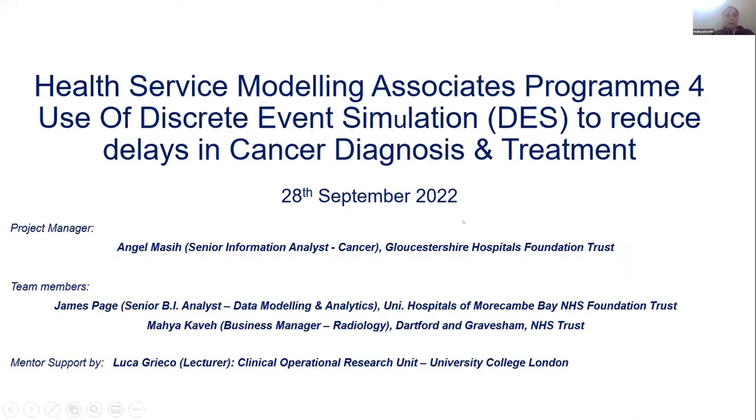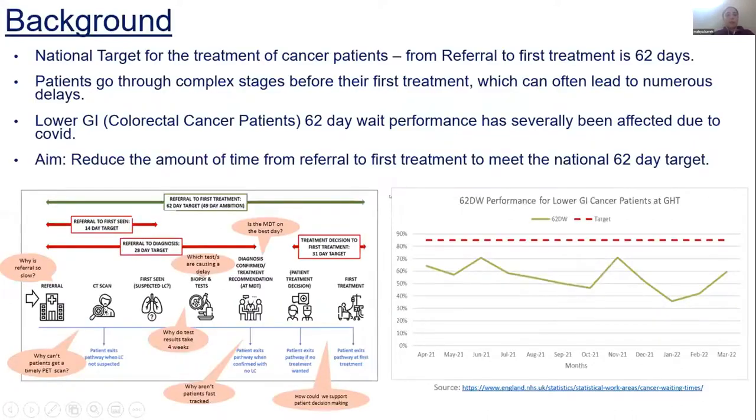We are planning to look into a model for understanding what's happening with all of the cancer patients' pathway. As you may be aware, all of the hospitals are dealing with different backlogs for cancer rates. And based on the national target for the treatment of cancer patients, when they are referred to a hospital, to receive their first treatment, they need to be treated within 62 days.